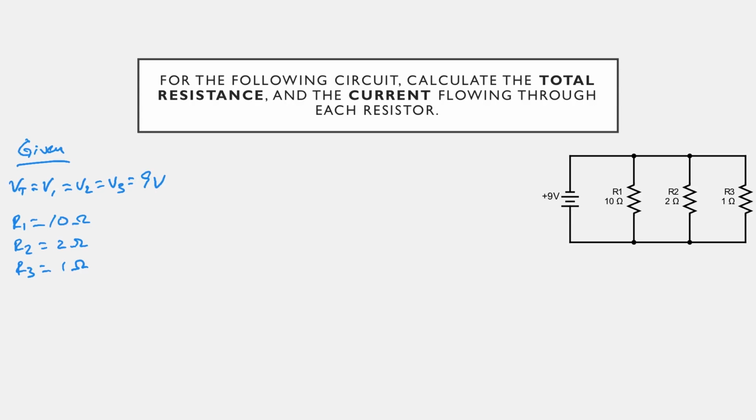We need RT because it asks for the total resistance. And we also need I1, I2, and I3. So we need all of these as well. So we're going to take this a little bit slower, one step at a time here. The first thing that we're going to do is calculate the total resistance, because that's one that we can do and set off to the side, and we won't need it again.